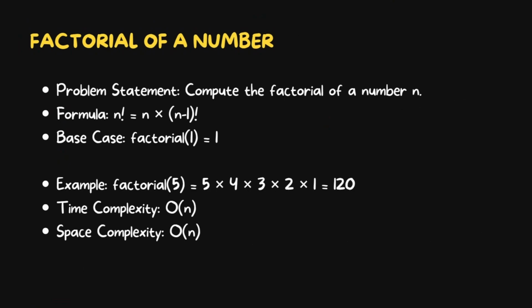Let's start with a simple yet classic recursive problem, factorial of a number. The factorial of a number n is the product of all positive integers from 1 to n. The recursive formula is n factorial equals n times (n minus 1) factorial. The base case is factorial of 1 equals 1. For example, for factorial of 5, we need to print the output 120, as 5 times 4 times 3 times 2 times 1 equals 120. Time complexity is O(n) and space complexity is O(n).